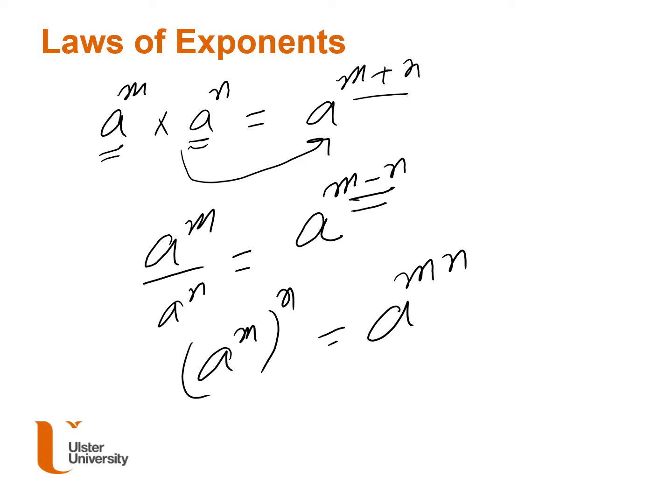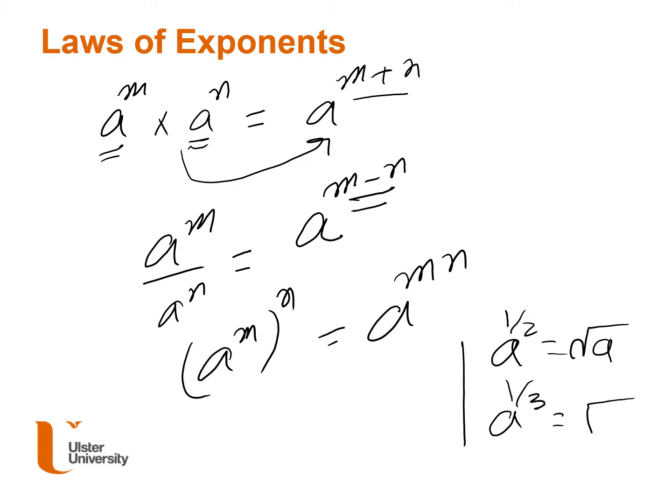Remember, if we have a to the power 1 over 2, it means square root of a. And if we have a to the power 1 over 3, we're going to write it as cube root of a. And similarly, a to the power 1 over n means nth root of a.